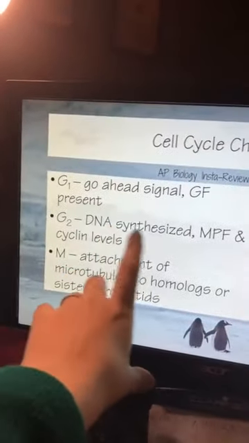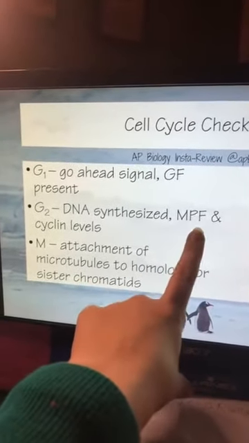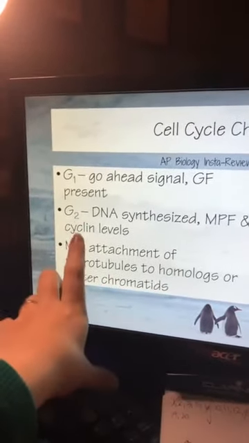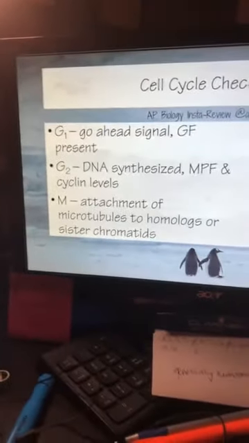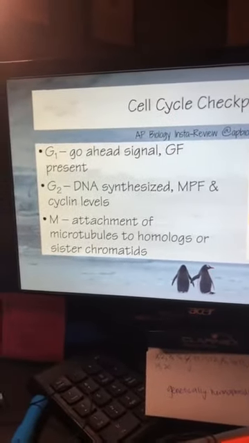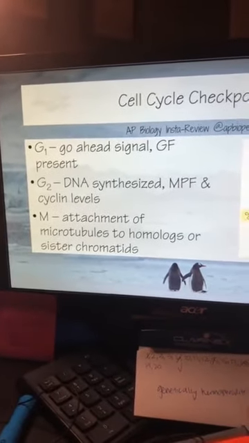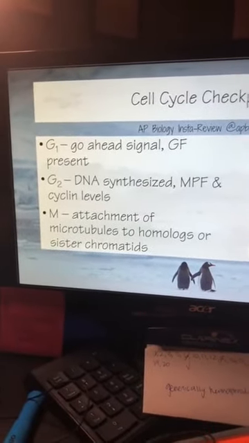And I have that right there. G2 is our DNA synthesis, MPF, maturation promoting factor, which is a cyclin dependent kinase. And then of course it looks at your cyclin levels. I have seen before a diagram where we could look at the cyclin level increasing, and you have to figure out what part of the cell cycle you're in based on the cyclin level.